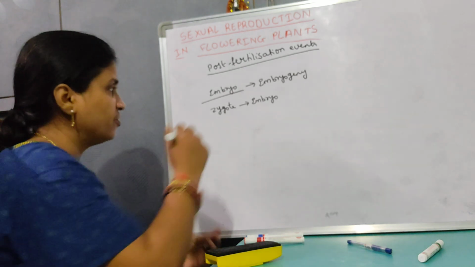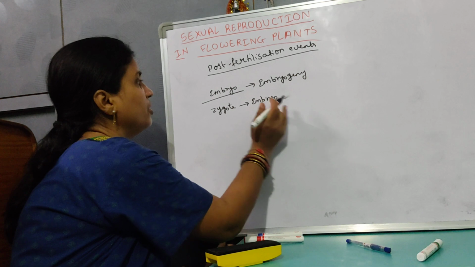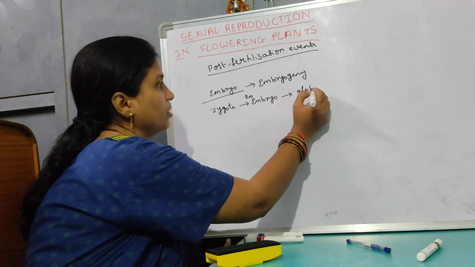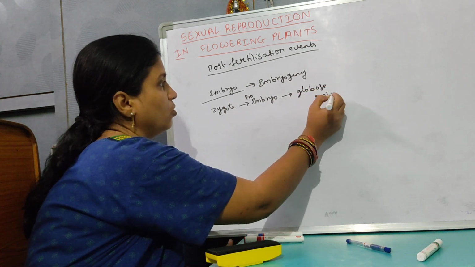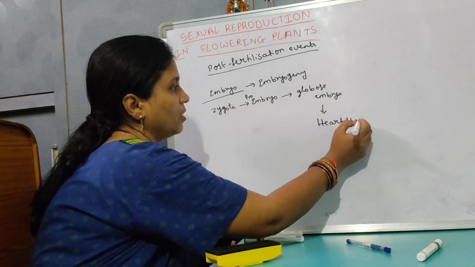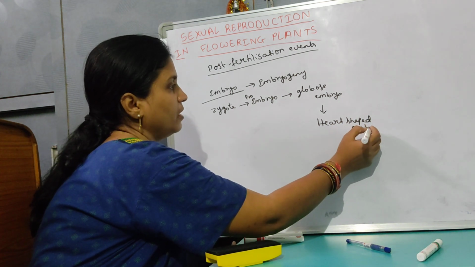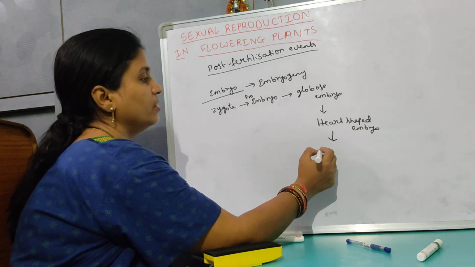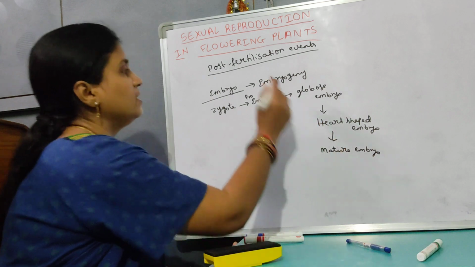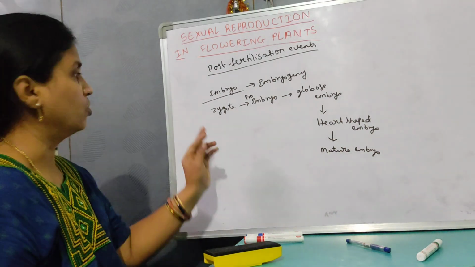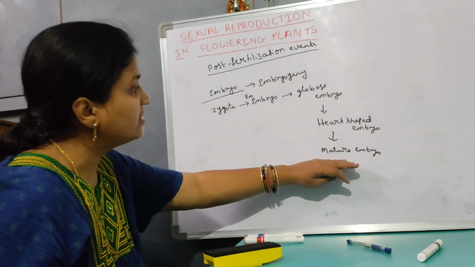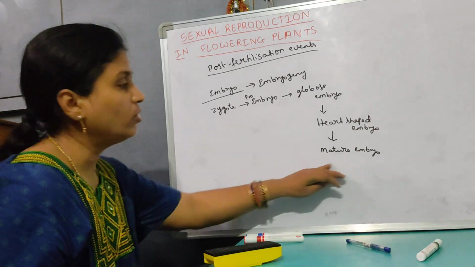So first this particular embryo is proembryo. Then it is going to develop into globose embryo, then heart-shaped embryo, then mature embryo. These are the early stages. These are common in both dicots and monocots. The embryo is going to develop into proembryo, then globose embryo, heart-shaped embryo, and mature embryo. Then at this stage, it will get transformed into either dicot or a monocot.